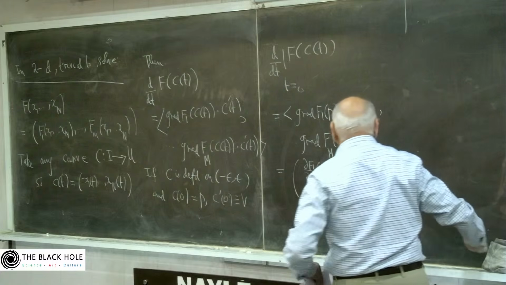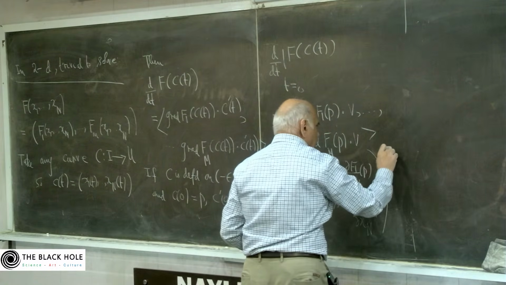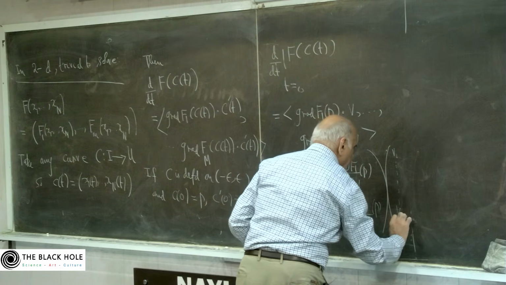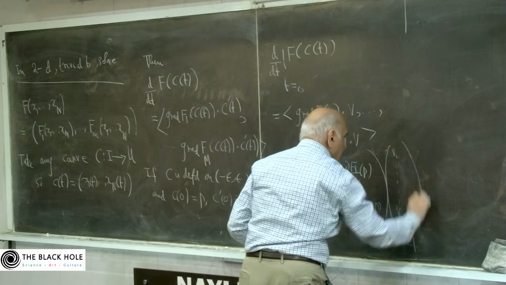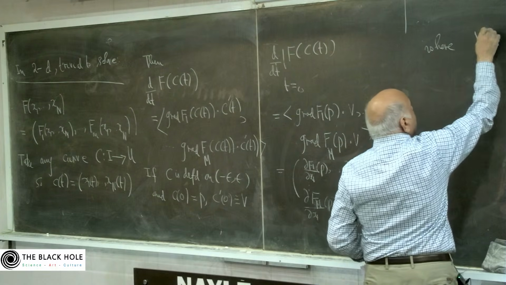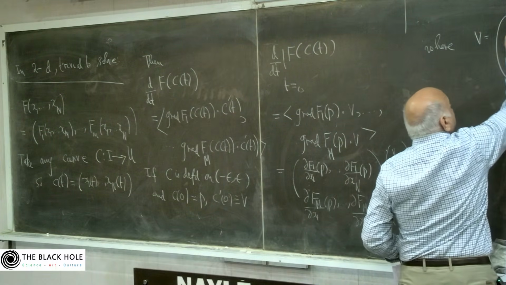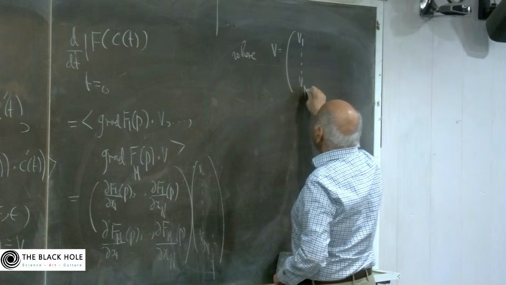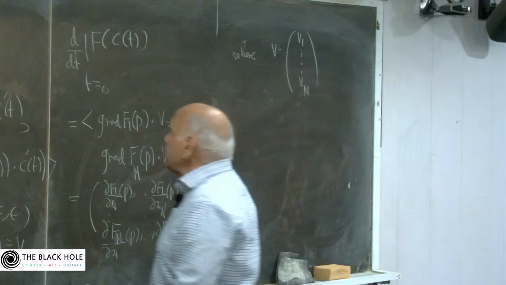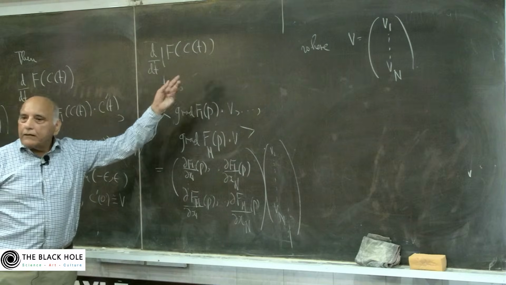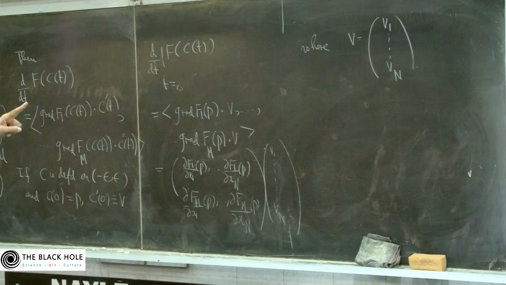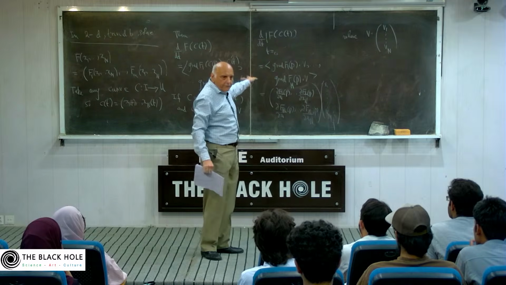let's call the components of V, V1, and so on, where V is the vector. Okay. So you see again, does it depend on the curve? If I take any other curve which passes through the same point and which has the same velocity, which is the same tangent? The answer does not depend on that.